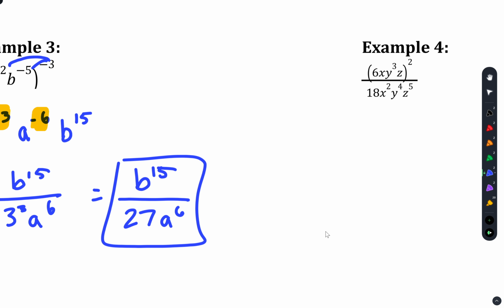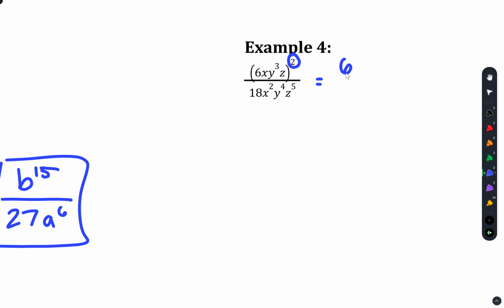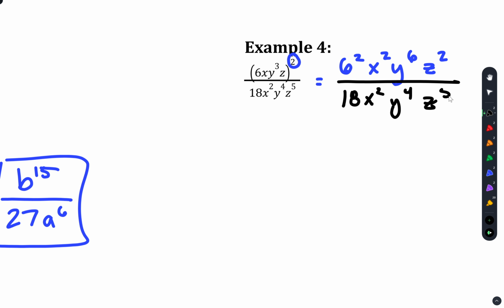Okay, in example 4, where do we want to start? What should we do first? There's a lot going on in here. I think we should probably start with dealing with this exponent right here. Let's distribute that 2 to everything on the inside there. So 6 to the 2nd, x to the 2nd, y, 3 times 2 is 6, z to the 2nd. Let's make 6 to the 2nd, let's make that 36. Let's leave that 18 right there where it is.